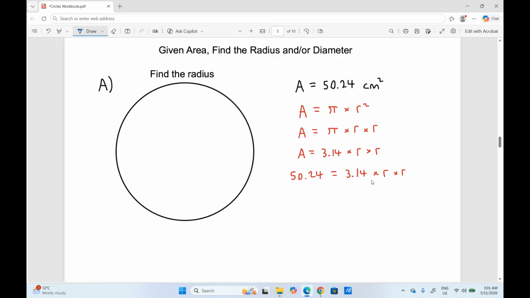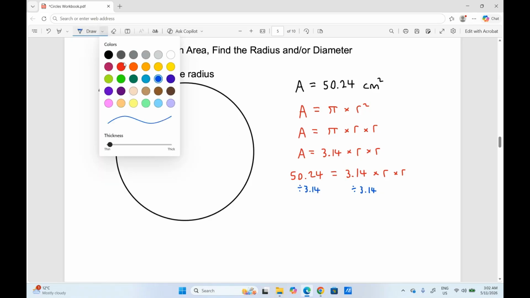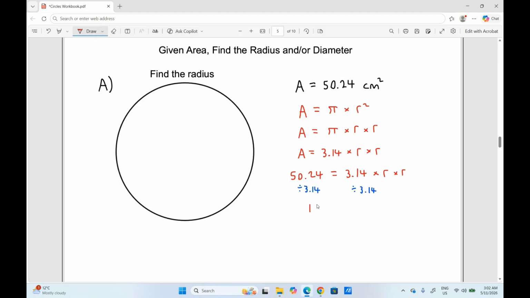Now 3.14, since it's multiplying by r, I want to do the opposite of the multiplication and divide by 3.14. But what I do to one side of the equal sign, I have to do to the other side. So I'm also going to divide 50.24 by 3.14. Upon doing so, 50.24 divided by 3.14 is going to be equal to 16. And now all I have on the right side is r times r, because 3.14 divided by 3.14 is just 1. So now 16 equals r times r.